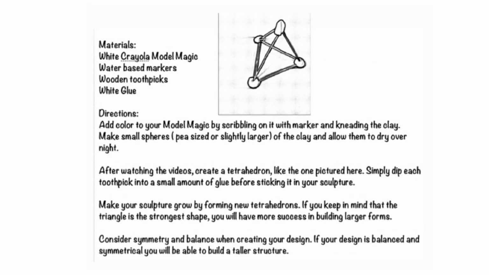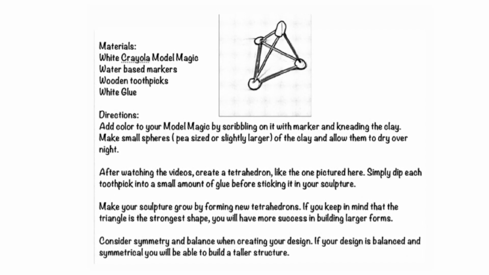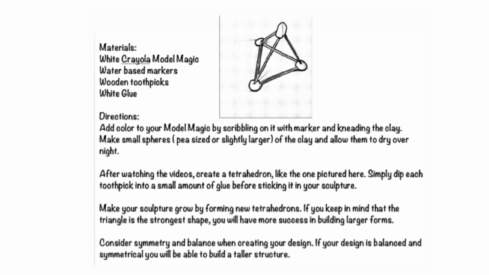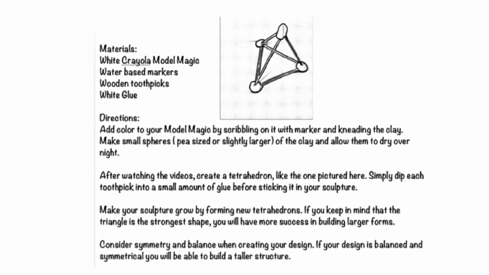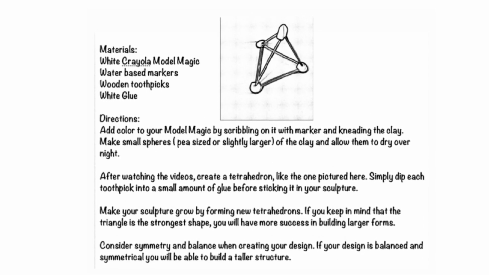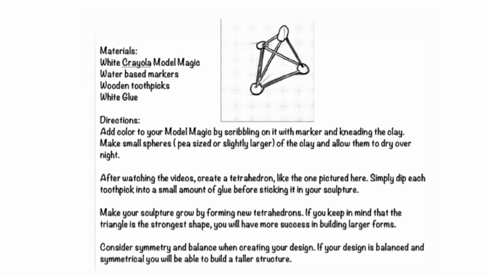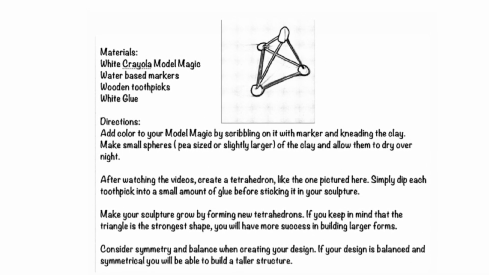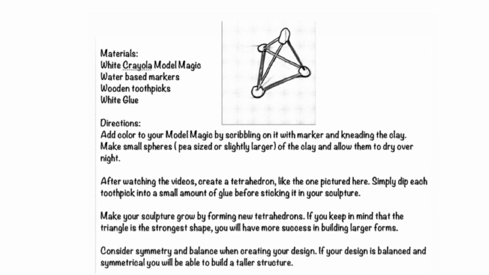After watching the videos, create a tetrahedron like the one pictured here. Simply dip each toothpick into a small amount of glue before sticking it into your sculpture. Make your sculpture grow by forming new tetrahedrons. If you keep in mind that the triangle is the strongest shape, you will have more success in building larger forms. Consider symmetry and balance when creating your design. If your design is balanced and symmetrical, you will be able to build a taller structure.